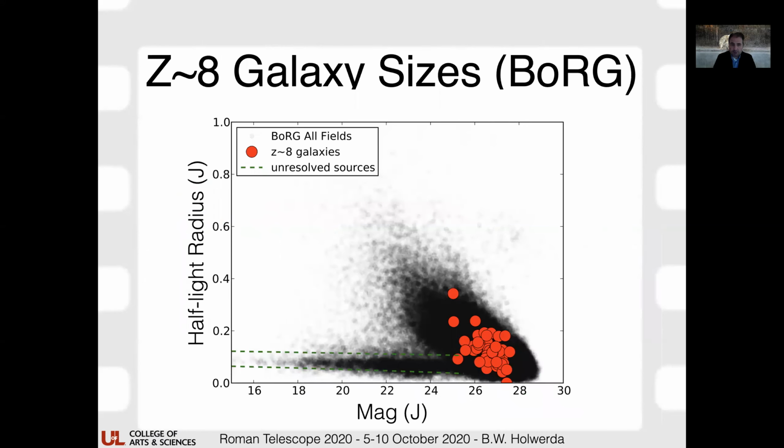Now, I've been looking at that for a while, and it looks like, yes, high redshift sources at redshift 8 and redshift 9 are resolved by HST. Even in the Borg undrizzled fields, you can see that the green dashed line is what unresolved sources end up being, and the red points are redshift 8 galaxies. So many of them are, in fact, resolved, but not all of them are terribly large.